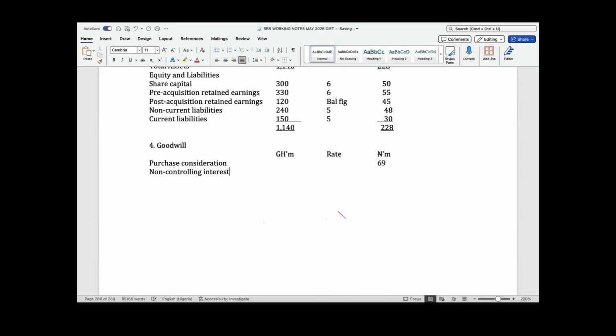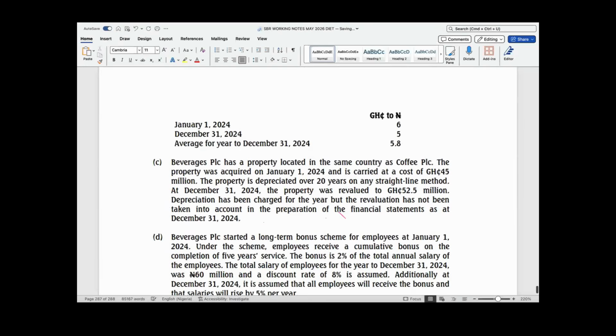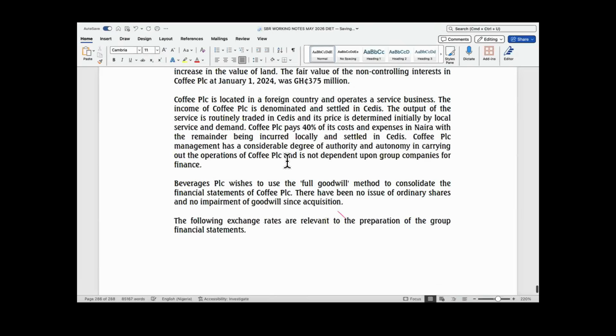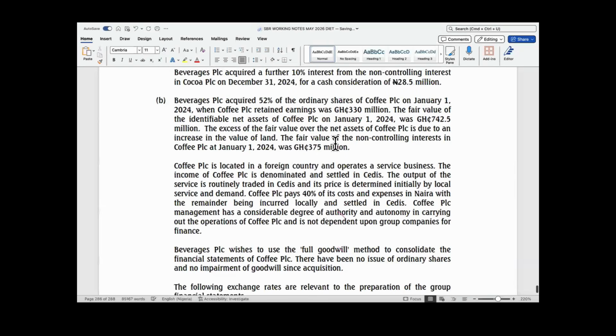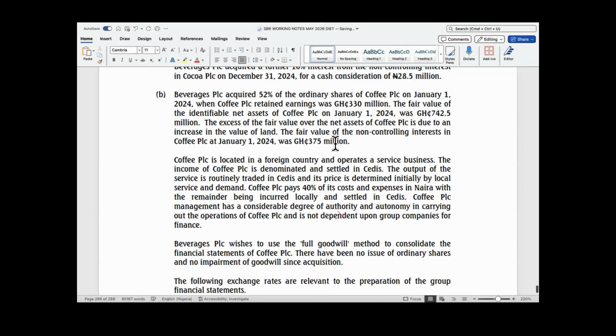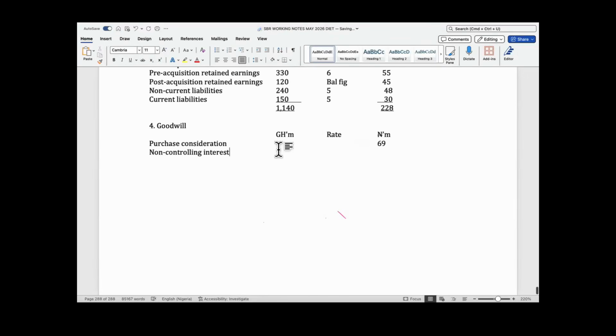So non-controlling interests, I think they gave us the value of NCI in B. That's the last sentence in the first paragraph of B. They give us the fair value of NCI as 375 Ghana cedis. So I'm going to exchange it at historical rates, the date of acquisition. So how much is that? 62.5.